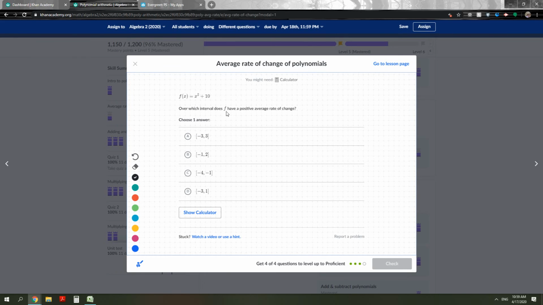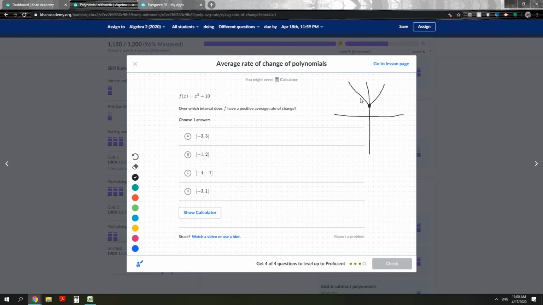Over what interval does f have a positive average rate of change? Now we could calculate all of these. I really don't want to do that, so I'm just going to draw a little graph to see kind of what it looks like. Notice here it says x squared plus 10. Well, the very bottom of that is going to be, if I plugged in 0 for x, it would be right here at 10. And then it's going to go up from there on both sides. So we just have to pick points on here where it's going to have a positive slope.